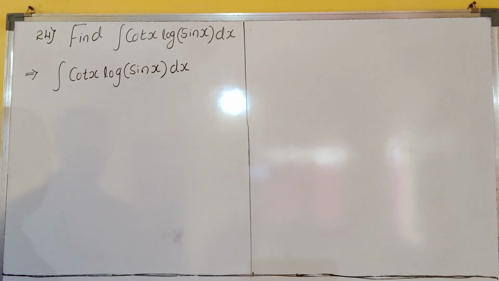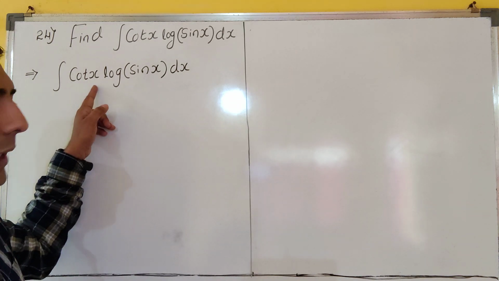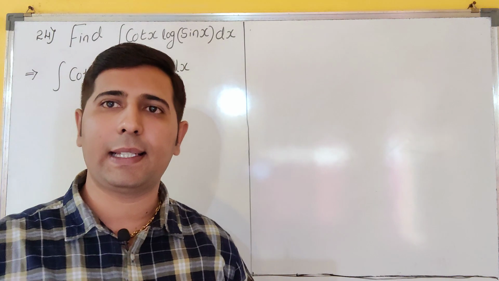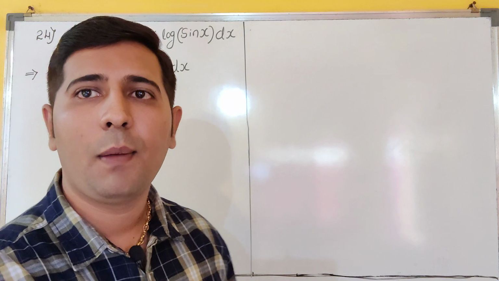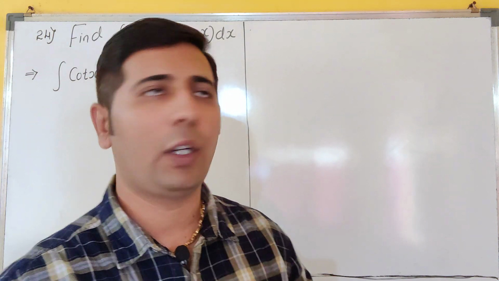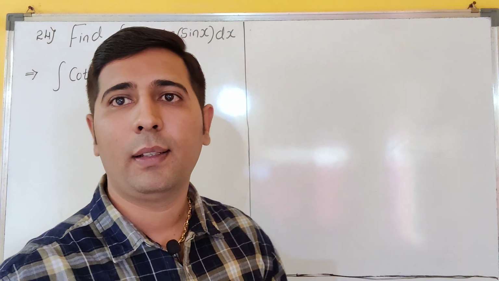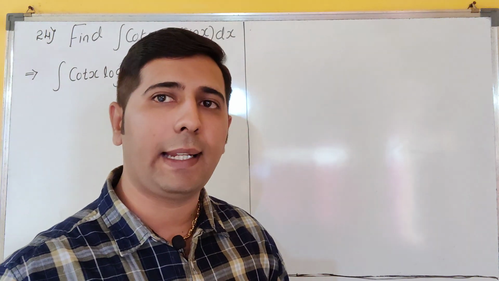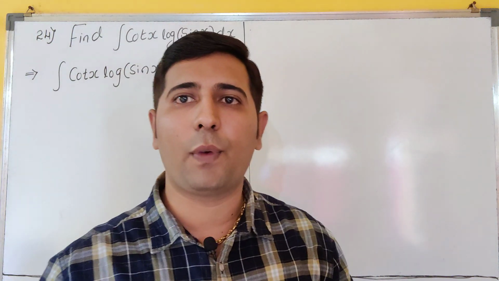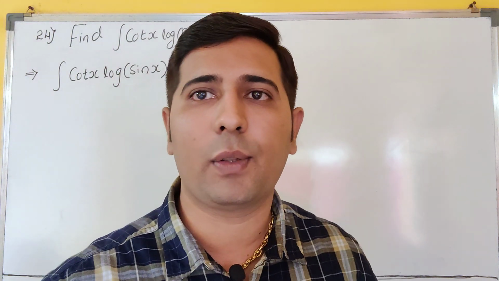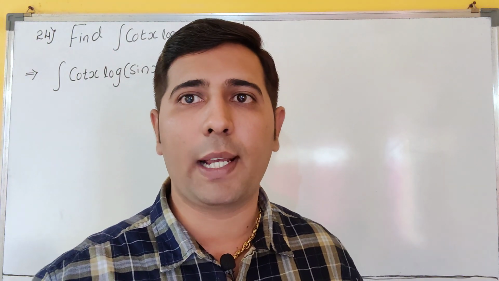So now see, if I take t as cot x, so what is the derivative of cot x, dear students? Minus cosec square. So anything you can cancel here? Nothing is there to cancel. So if I take t as log sin x, what is the derivative of log sin x? Log sin x is looking like log x. Log x derivative is what?